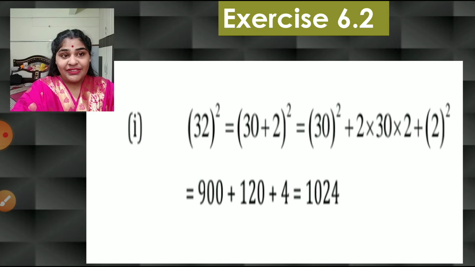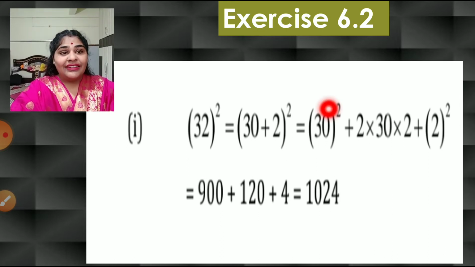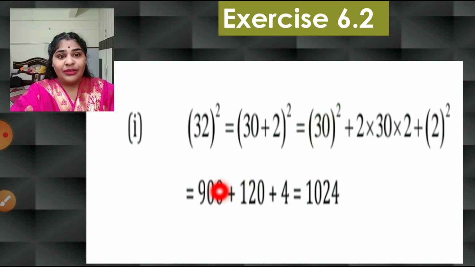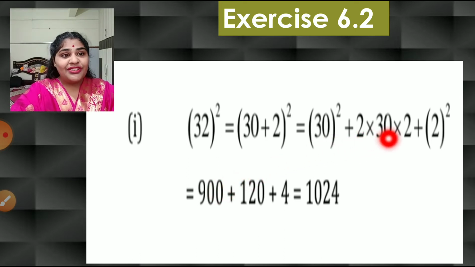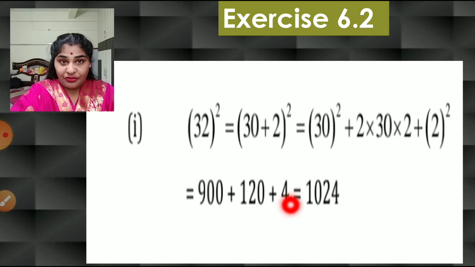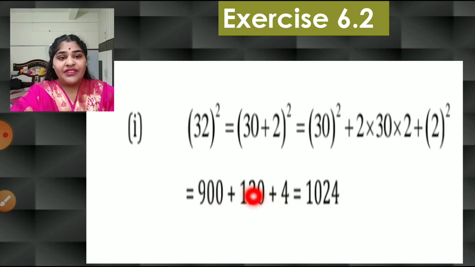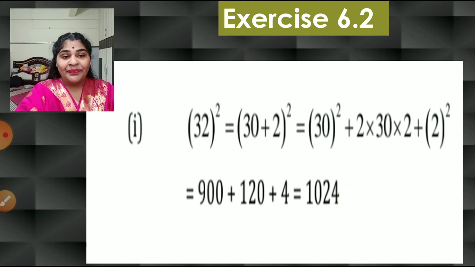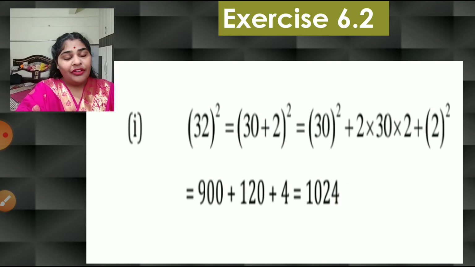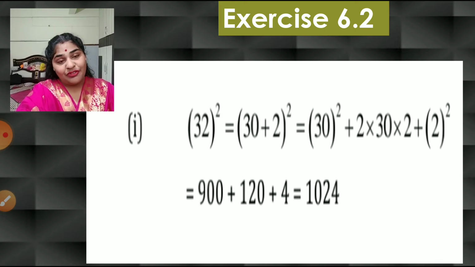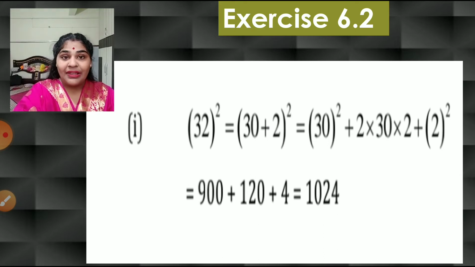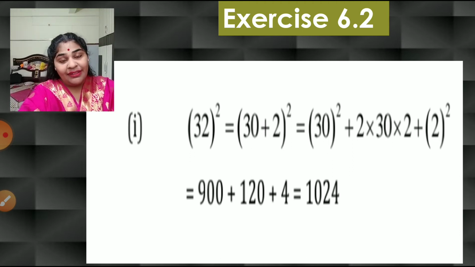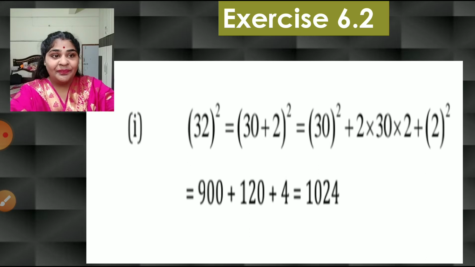Now we just have to find the values. 30 square will be equal to 900. 2 into 30 into 2 is 120. 2 square is equal to 4, and 900 plus 120 plus 4 is nothing but 1024. I hope this is clear, children. Very easy. The given number, you have to bring it in the form of (a plus b) whole square, and then just substitute the values of a and b in the identity and find the answer.